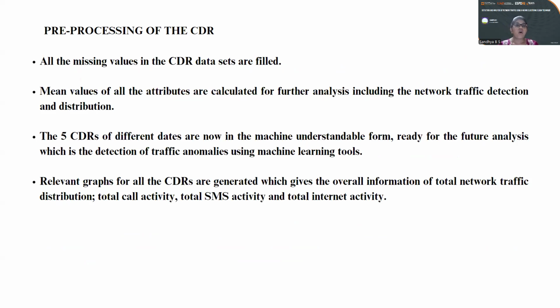After pre-processing, all the missing values in the CDR datasets are filled. Mean values of all the attributes are calculated for further analysis, including the network traffic detection and distribution. The 5 CDRs of different dates are now in machine understandable form, ready for future analysis, which is the detection of traffic anomalies using machine learning tools. Relevant graphs for all the CDRs are generated, which gives the overall information of total network traffic distribution, total call activity, total SMS activity, and total internet activity.